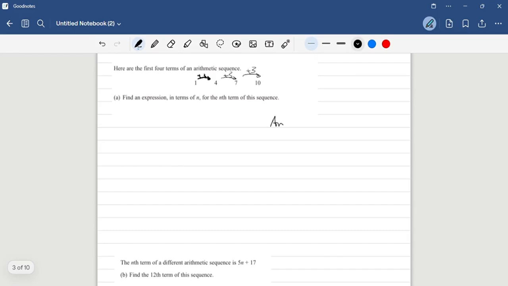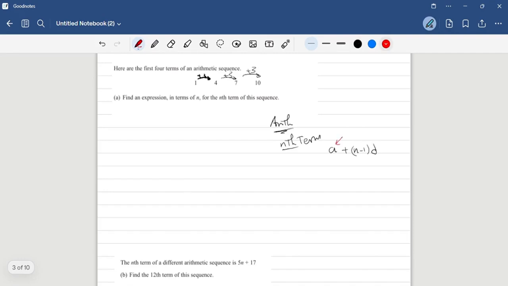For an arithmetic sequence, I have many rules. The first rule is for the nth term. How can I identify the nth term? The nth term can be found by the rule a plus n minus 1, all multiplied by d. Do you understand this part? Okay.